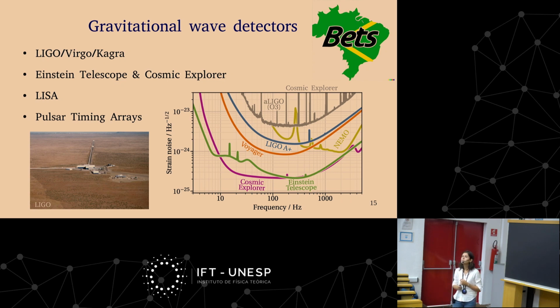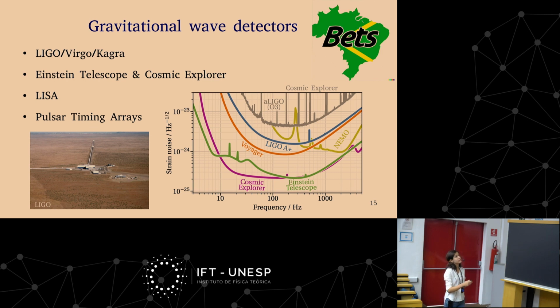Where are the Einstein Telescope and Cosmic Explorer going to be built? From what I know, the Einstein Telescope is not decided yet. They are just deciding the site now. I think most likely in Italy, right? Yeah, in Europe.